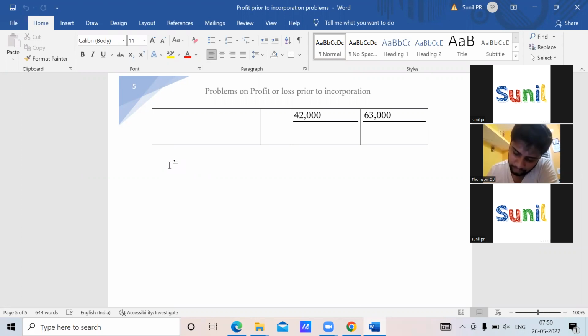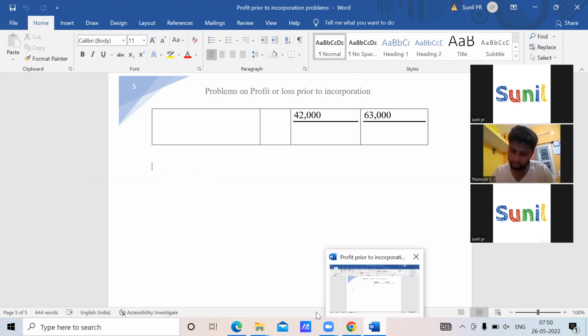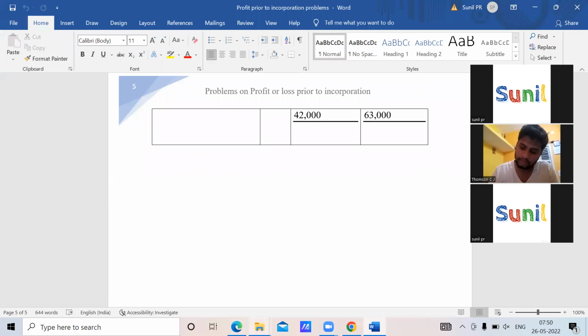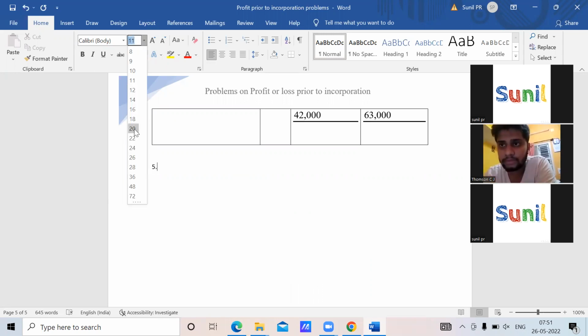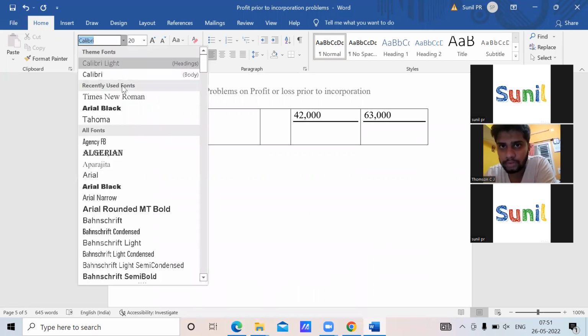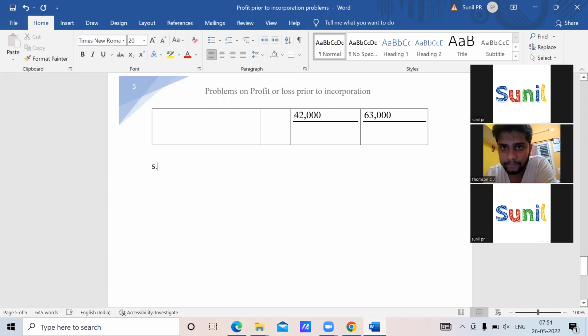How do we know we should do this? In the question, they would have asked you to prepare an income statement. The format I'm showing now is for the income statement. First, calculate the time ratio, which is done. Next, the sales ratio also needs to be calculated.